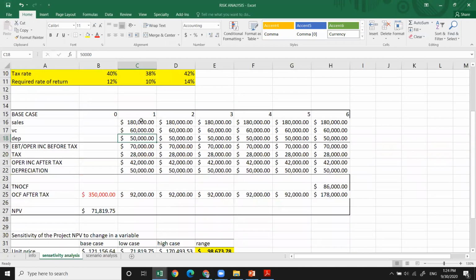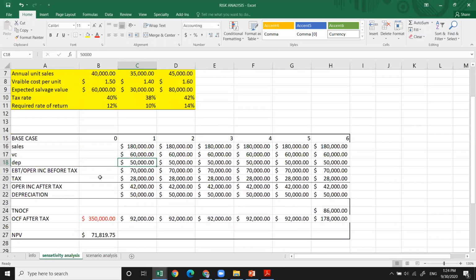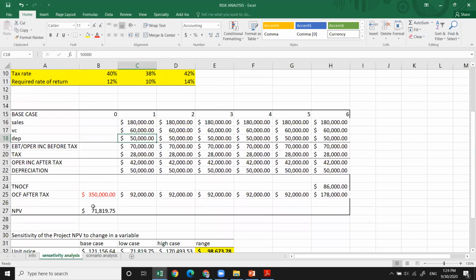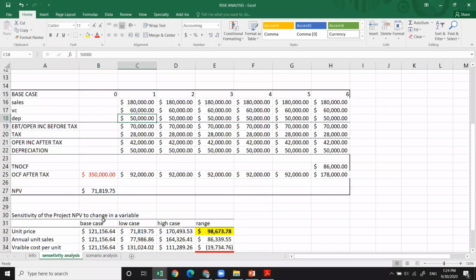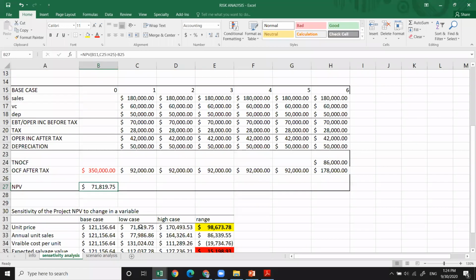Okay. So once my unit price changed, I changed my sales, and that changed my NPV. It reduced from 121 to 71, as you can see here. So I put this number here directly.